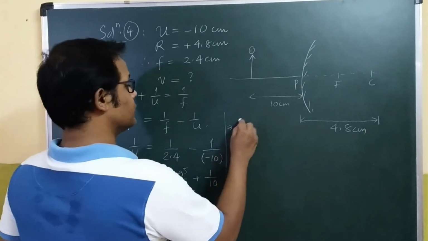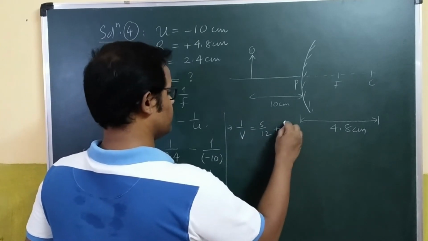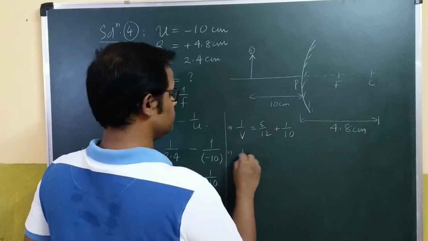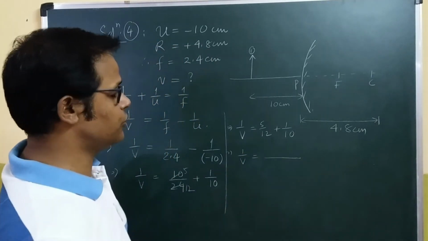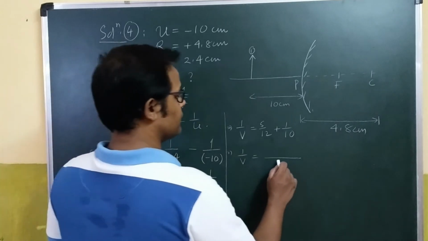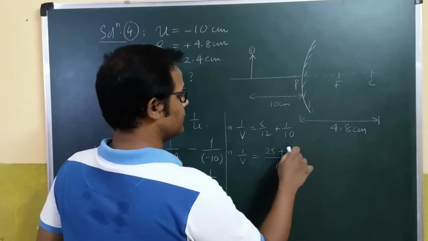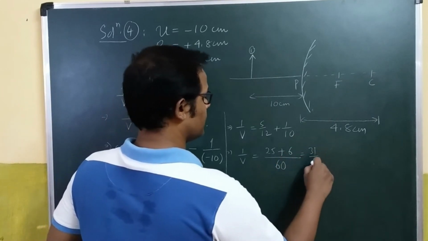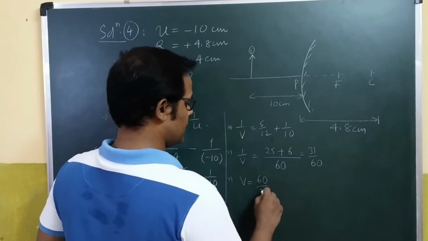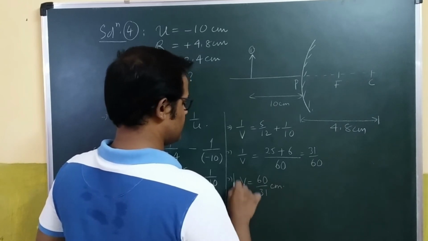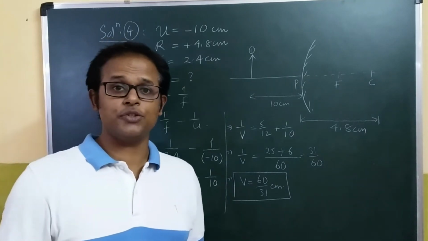Let us quickly find out in the first original case where the image would form. Here you find the LCM is 60, like 2 6s and 2 5s. 12 5s are 60. That's all good. 25 plus 6, 31 by 60. So the answer looks like V equals 60 by 31 centimeters. I don't bother to convert that into decimals because that is not my actual target.